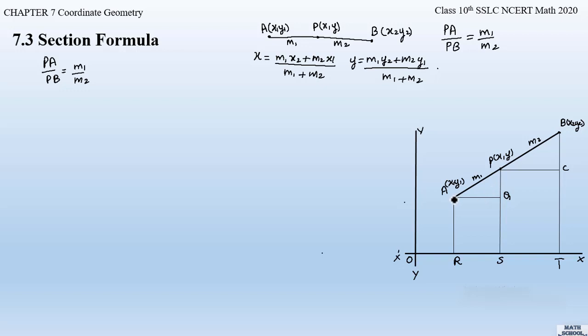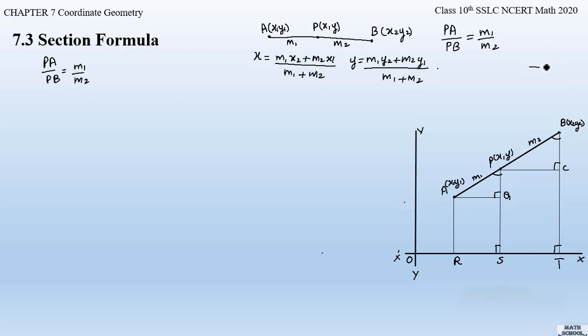How? We have drawn the perpendiculars to the x-axis, so these perpendiculars make 90 degrees with the x-axis. Similarly, at Q and C it makes 90 degrees in both the triangles. Also we can see a transversal between the 2 parallel lines, therefore these 2 angles will be corresponding angles.